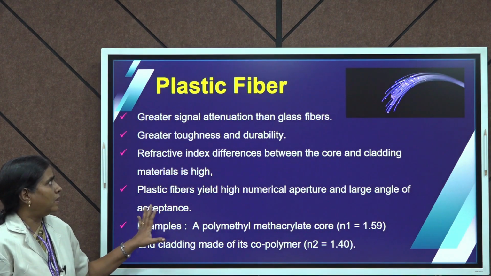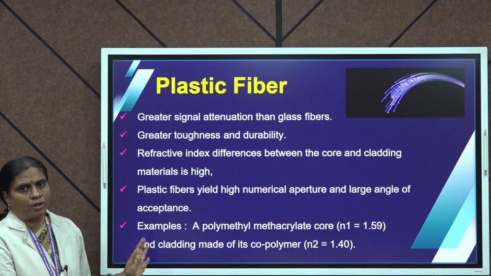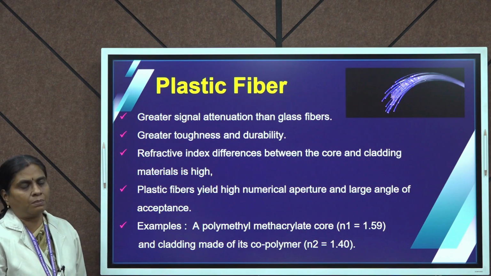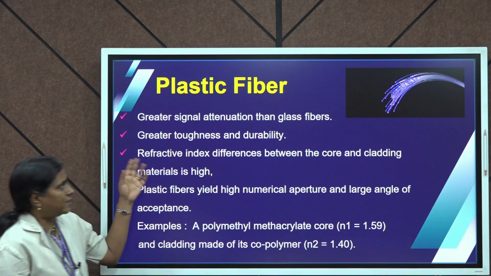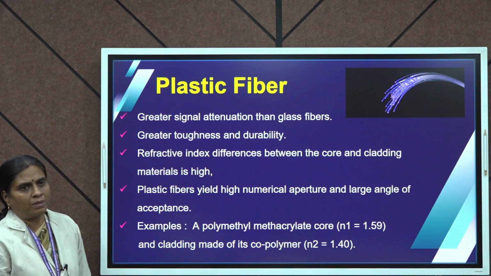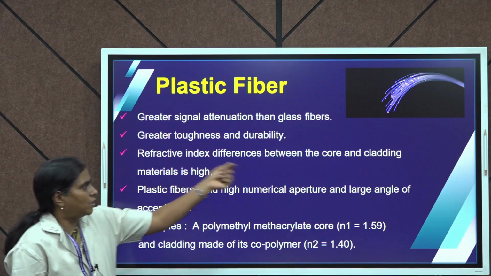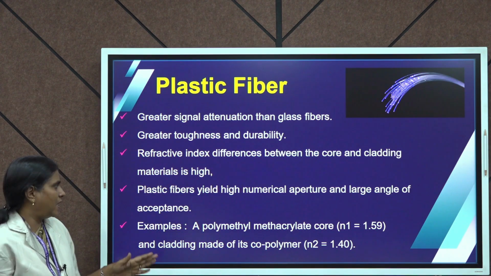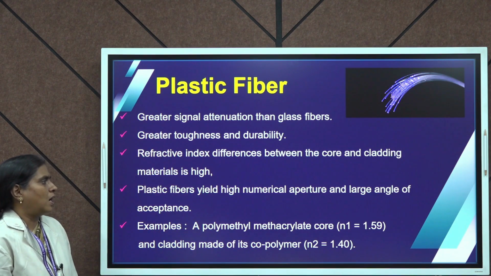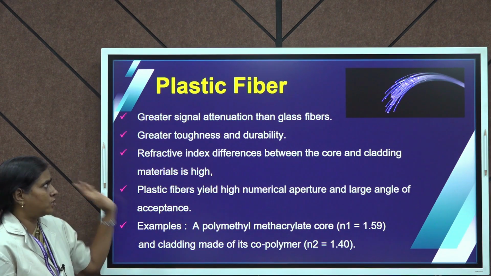Next one is plastic fiber. It is made up of some plastic material. It's mainly used for commercial purposes. Its durability is greater and it is flexible to all extents. It has greater signal attenuation than glass fibers, greater toughness and durability; these are the advantages of this plastic fiber. The refractive index difference between the core and the cladding material is very high. So these plastic fibers have a high numerical aperture and a larger acceptance angle. So these are all the advantages of these plastic fibers.